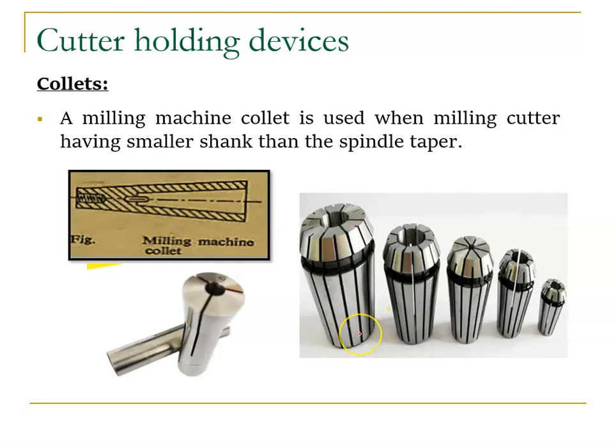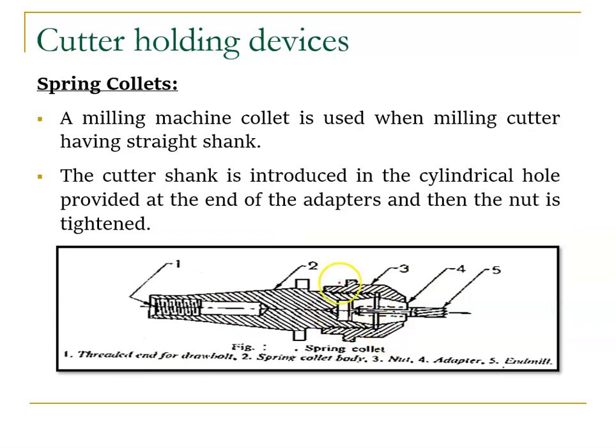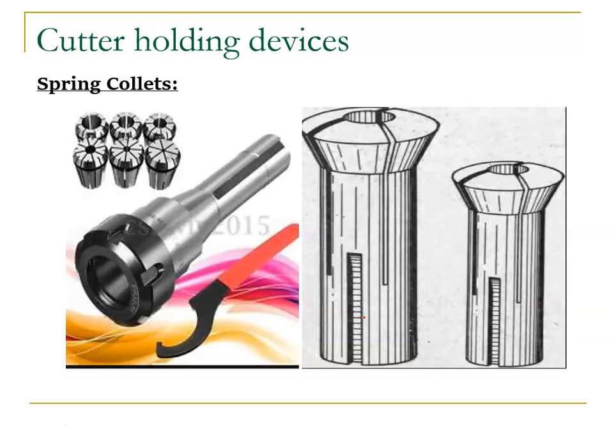So at the end, you can see we have a spring. It will absorb the vibration which occurs during machining. So it's a spring collet. A milling machine collet is used when the milling cutter has a straight shank. The cutter shank is introduced in the cylindrical hole provided at the end of the adapter and the nut is tightened. So we insert it inside and tighten it with the nut, right? These are some examples of spring collets.